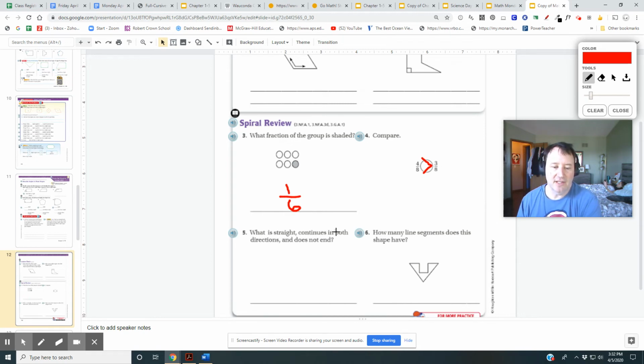What is straight, continues in both directions, and does not end? Well, that's what it looks like. It is a line. How many line segments does this shape have? 1, 2, 3, 4, 5, 6, 7. 7.